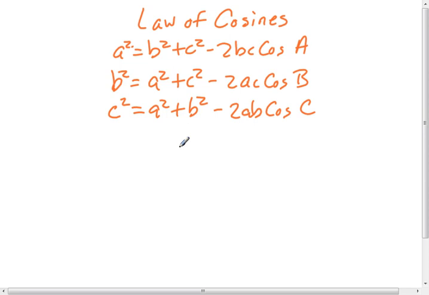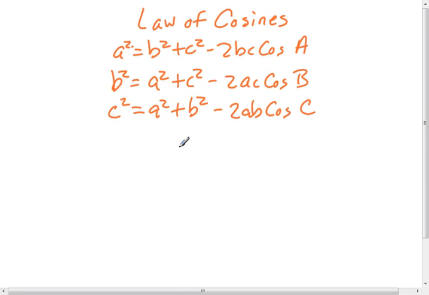For this last lesson in Chapter 5, we're going to be looking at Law of Cosines. Law of Cosines is used to help us find pieces of information about a triangle when we cannot use the law of sines. You'll notice the three formulas on the screen. Pay attention to the pattern.